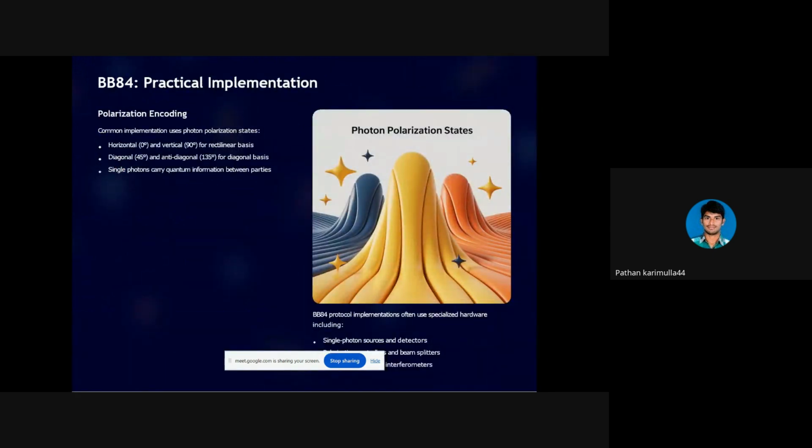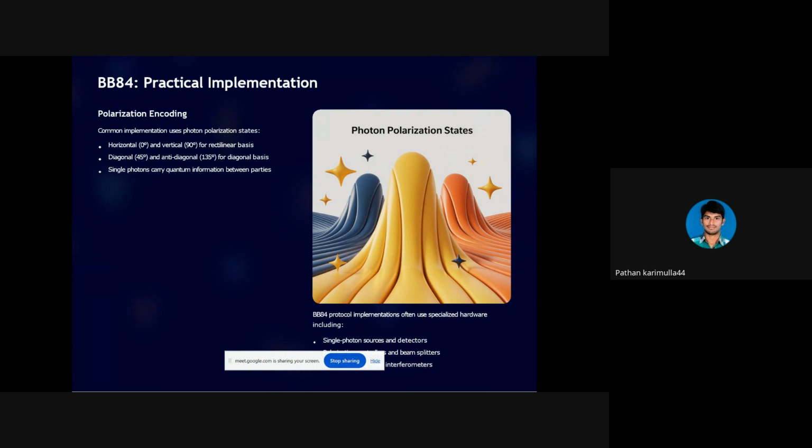This is the practical implementation of polarization encoding. The common implementation uses photon polarization states: horizontal 0 and vertical 90 degrees for the rectilinear basis, diagonal 45 degrees and anti-diagonal 135 degrees for the diagonal basis. Single photons carry quantum information between parties, from source to destination. So when you say transmission of horizontal 0 degrees and vertical 90 degrees, we call this a rectilinear basis, and when it transmits diagonally at 45 degrees and anti-diagonally at 135 degrees, we call it a diagonal basis transmission. The photons carry the quantum information between source and destination.